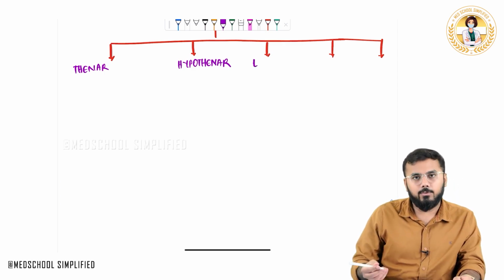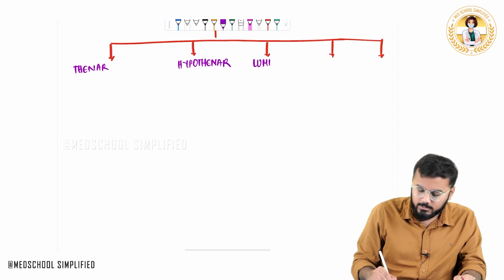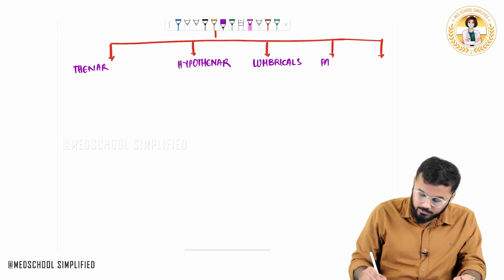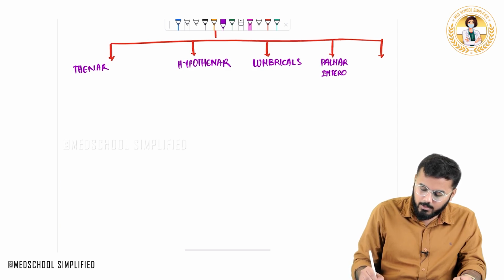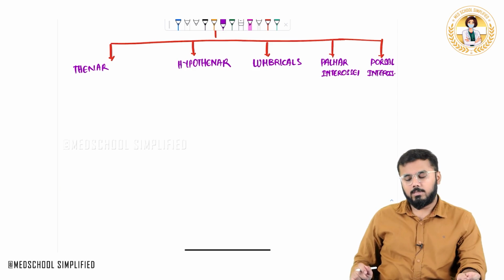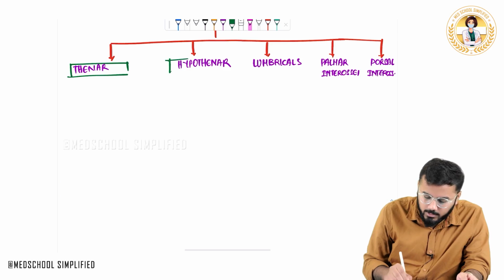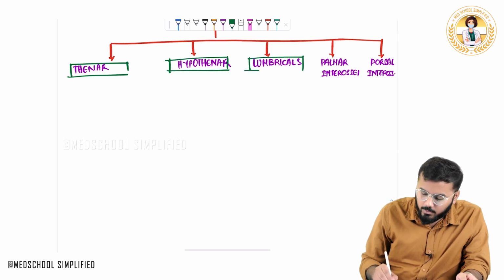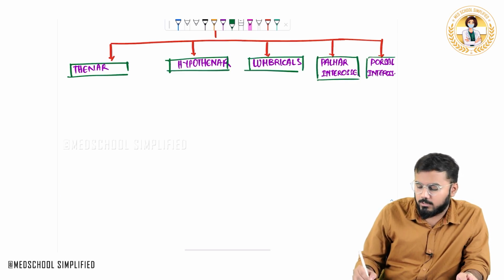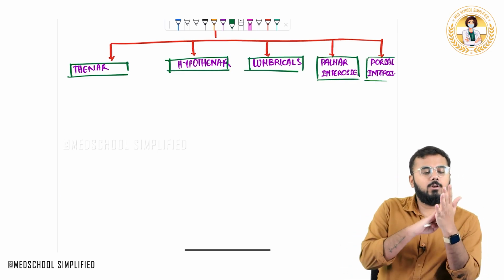Apart from that, we also have some muscles. I will be telling you all of these things anyway, but for now I am just writing it as lumbricals. We have muscles called lumbricals, then palmar interossei, as well as dorsal interossei. So how many groups of muscles do we have, guys? We have thenar, hypothenar, lumbricals, palmar interossei, as well as dorsal interossei. So these are the 5 groups of muscles which are located within your hand.